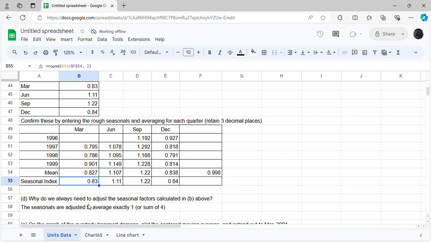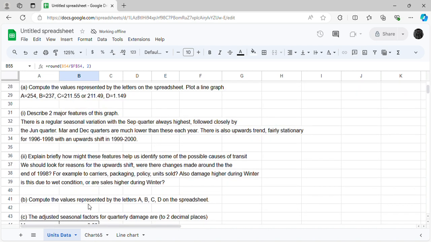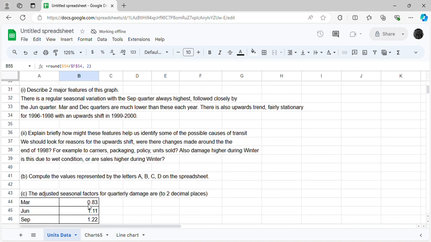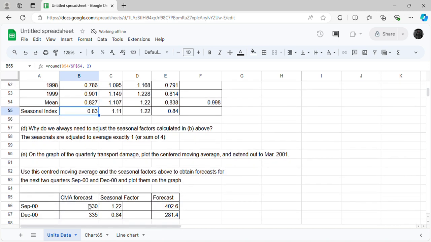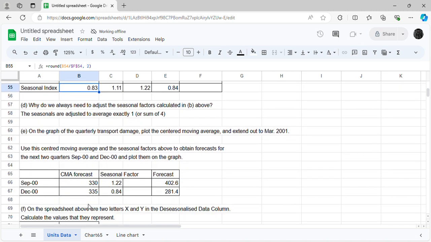Why do we always need to adjust the seasonal factors calculated in B above? So the seasonals are adjusted to average exactly 1, or sum to 4.